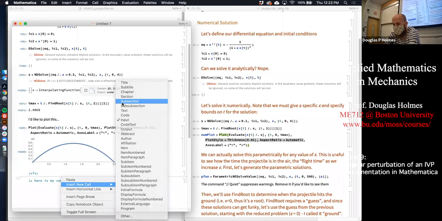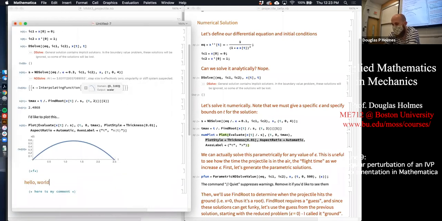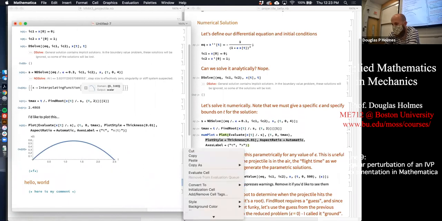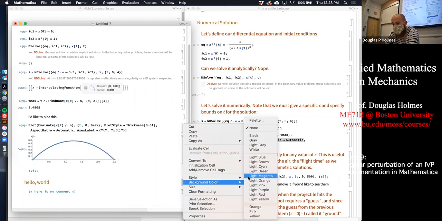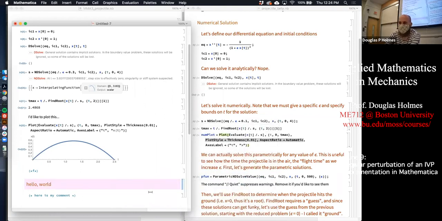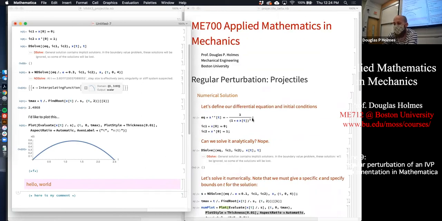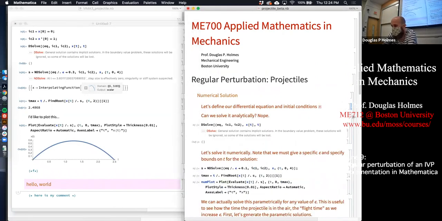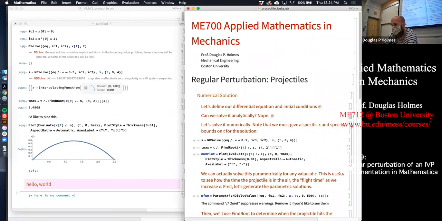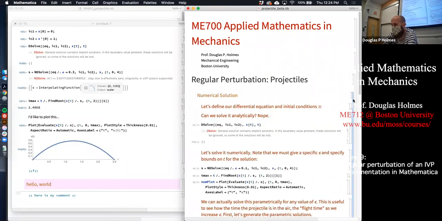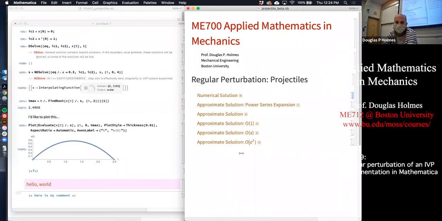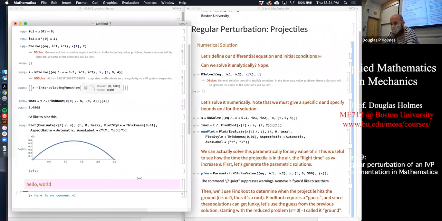You can come in here and say, I want this to be a subsection, hello, and I prefer my subsections to be magenta. I have a magenta subsection. There's a million things you can do. You can even output the results as an HTML file. There's all sorts of ways you can decorate these cells to make it more clear. And the nice thing is that the section and subsection allows you to collapse things. If you look on the right-hand side here, I can collapse things so that the notebook is not too overwhelming when you first open it up. I can collapse the whole numerical solution, how do I do the approximate to each order, and so on and so forth. Okay, thank you.